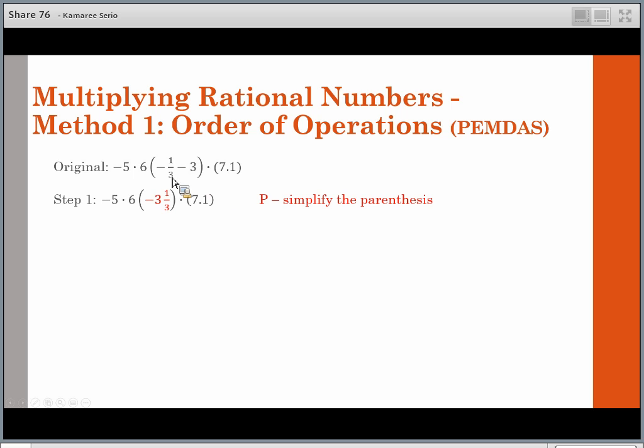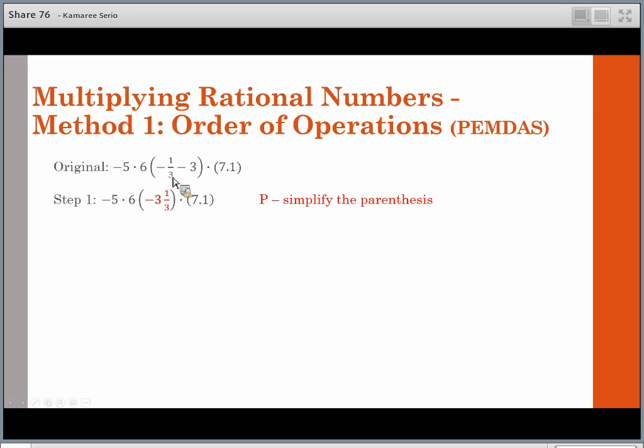So negative 1/3 minus 3. Okay, that's going to give us negative 3 and a third. Okay, so P is just simplifying the parentheses. So whatever is inside here, you're just simplifying, which is how we got this negative 3 and 1/3. Okay, how I got this was this negative 1/3 minus 3.